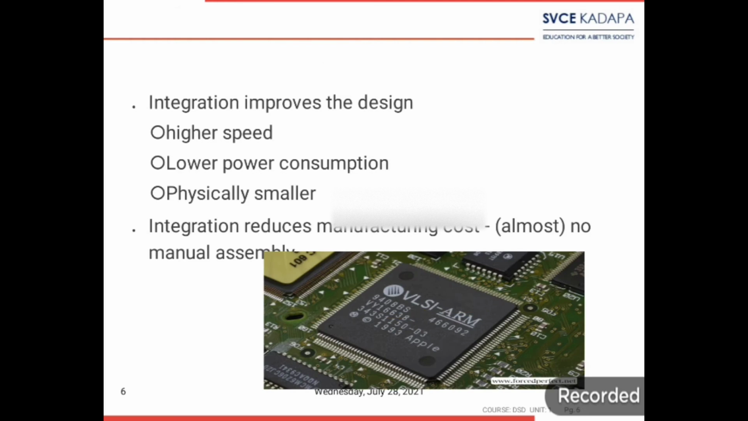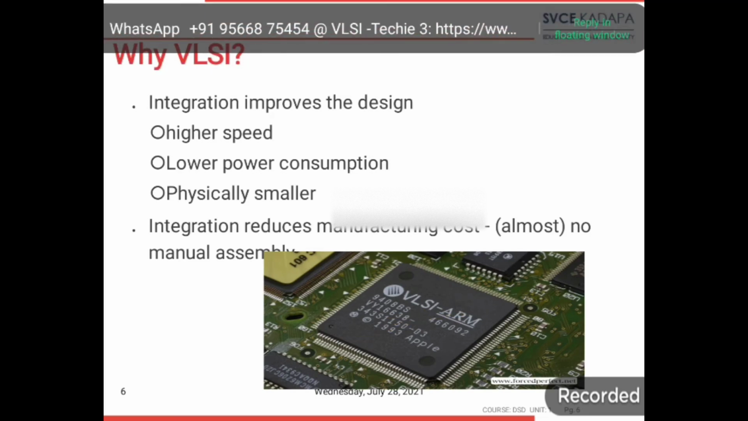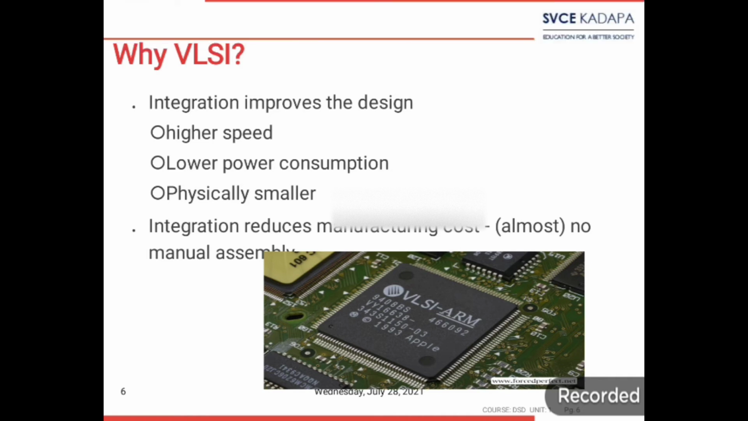Next, why go for VLSI design? I already told you why. In order to fabricate any IC based on VLSI, we have the following improvements. First is high speed of operation, low power consumption, and physically smaller size, and it improves the system performance and reduces the manufacturing cost.